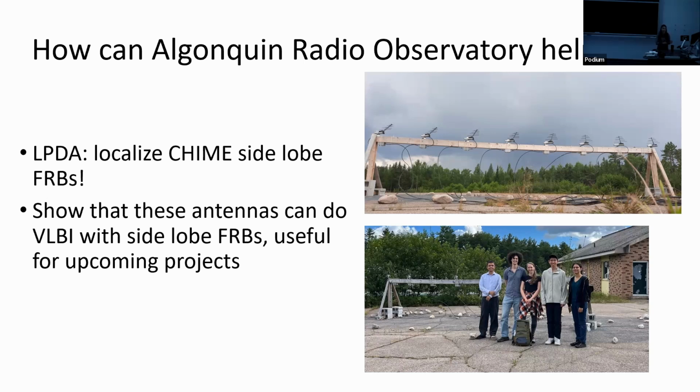And the CHIME FRB outriggers project is not made for localizing side lobe FRBs. It's made for the main lobe FRBs because there's a lot of those and you can do statistical analysis. But side lobe FRBs are also interesting because they're very bright, which means that they're probably close to us. So localizing them with VLBI precision could mean localizing them to a source.